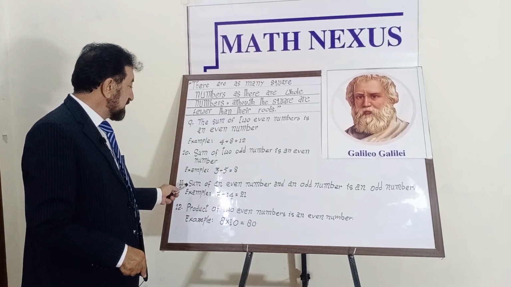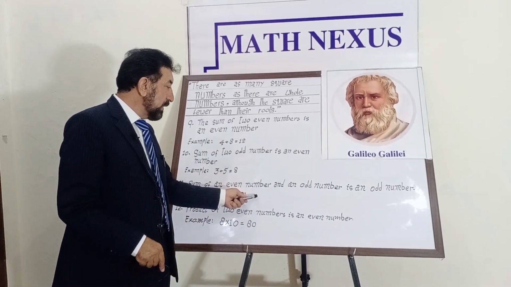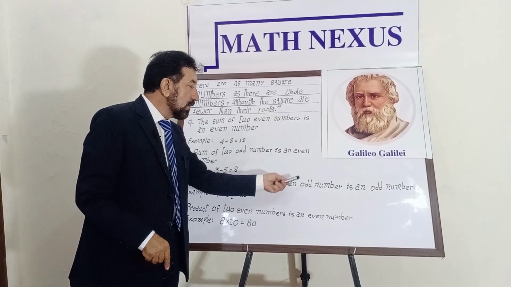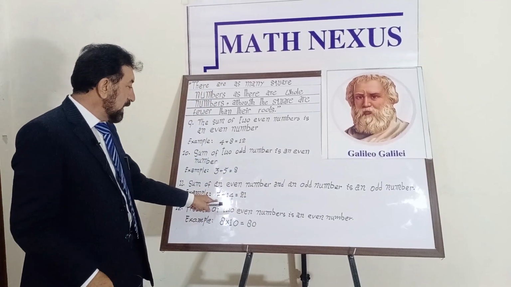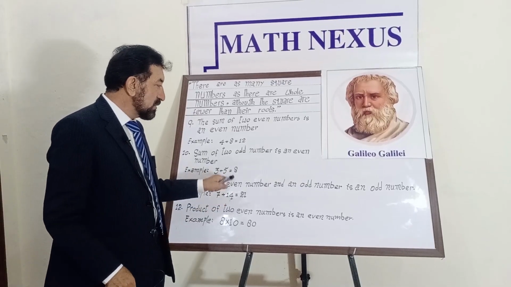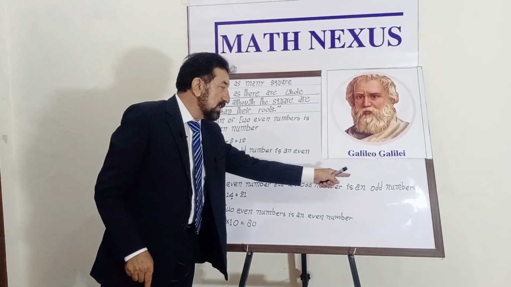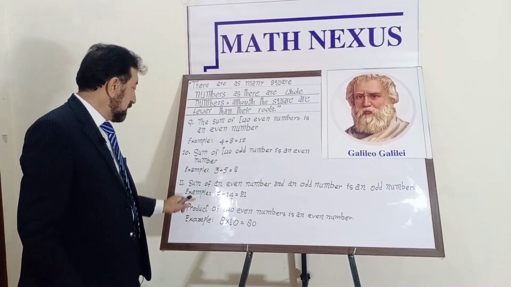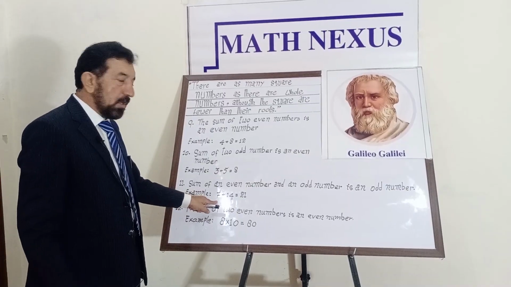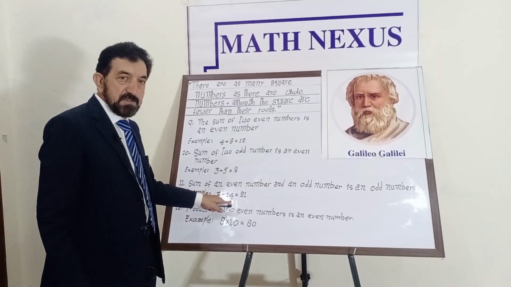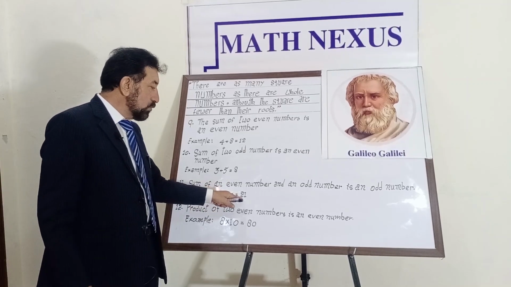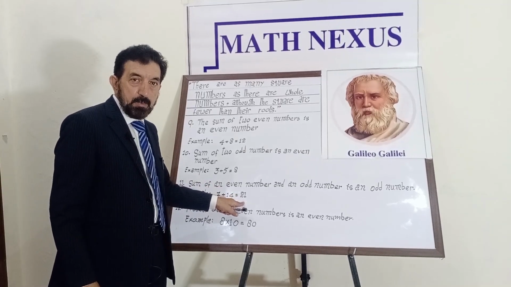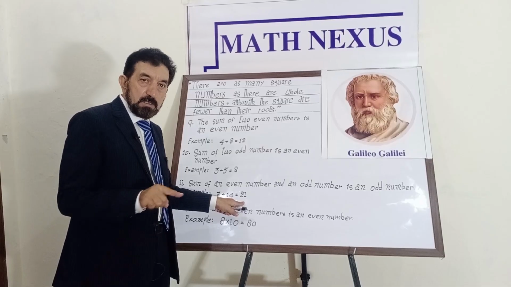The sum of an even number and an odd number. One number is even and the other number is odd. The result is an odd number. 7 is odd and 14 is even. The addition of these two is equal to 21, which is an odd number.